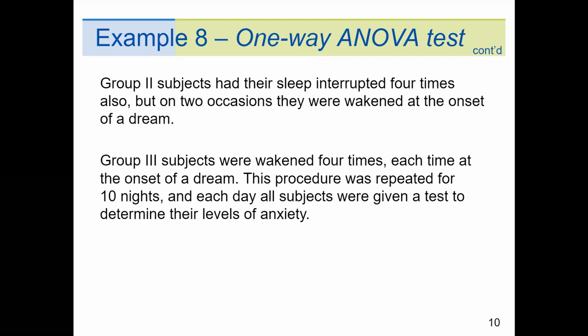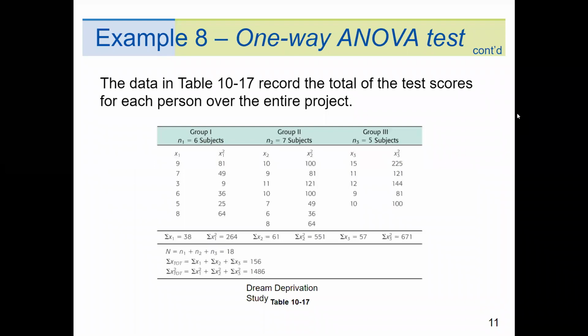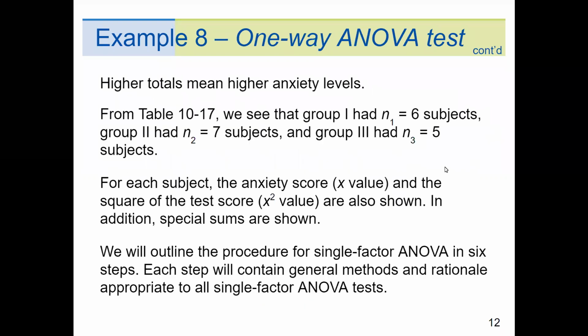This procedure was repeated for 10 nights, and each day all subjects were given a test to determine their levels of anxiety. The data in Table 1017 record the total of the test scores for each person over the entire period. This would be a really, really cool study. Higher totals mean higher anxiety levels.